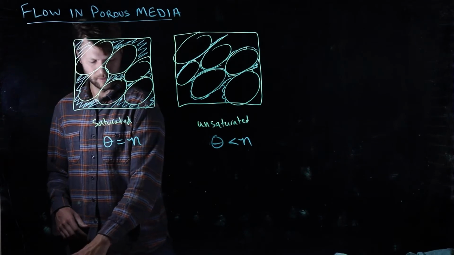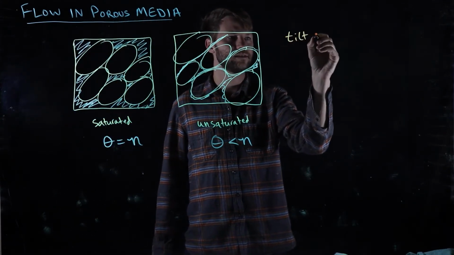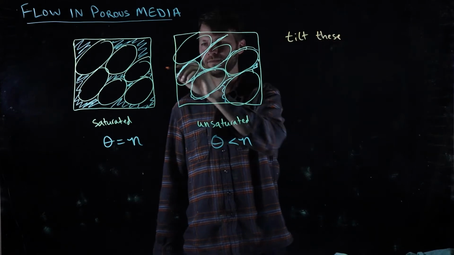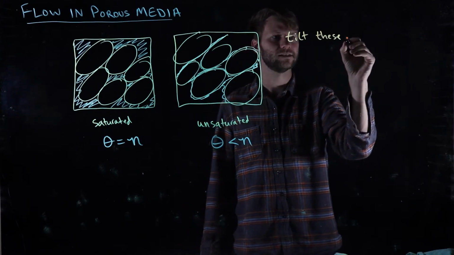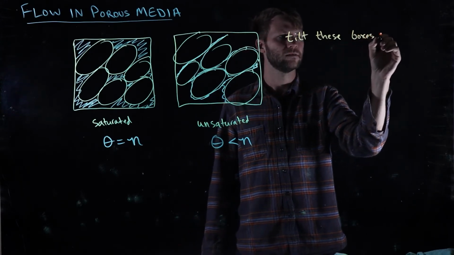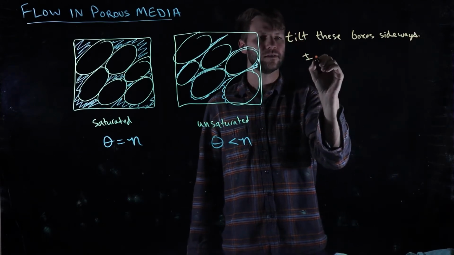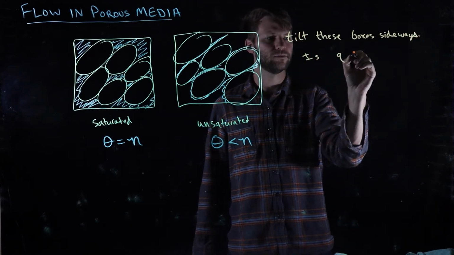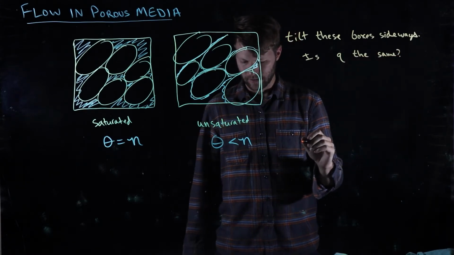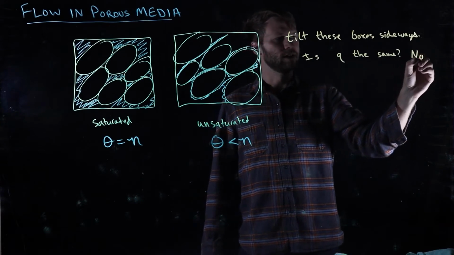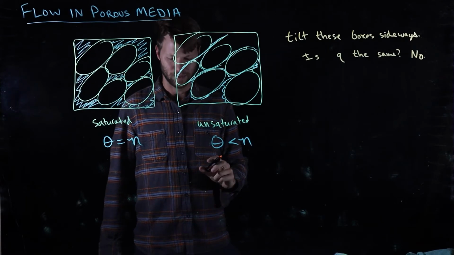All right, the thought experiment is to do the following. Tilt these two boxes sideways. Let's say that you had some sort of flow in and out. Water was able to flow across the edges. And ask yourself, is the flow out the same? The answer, of course, is no, and I think you have some intuition there. There's going to be more water flowing out of this one than this one.